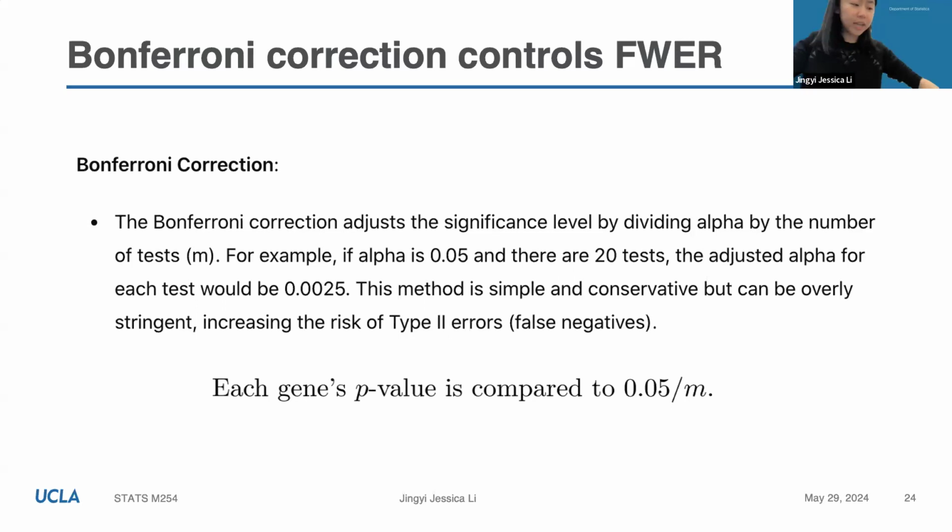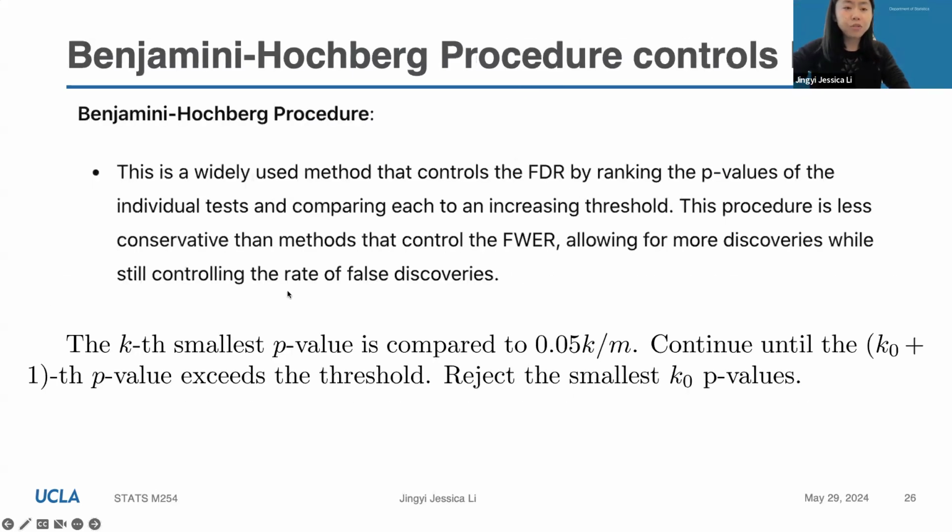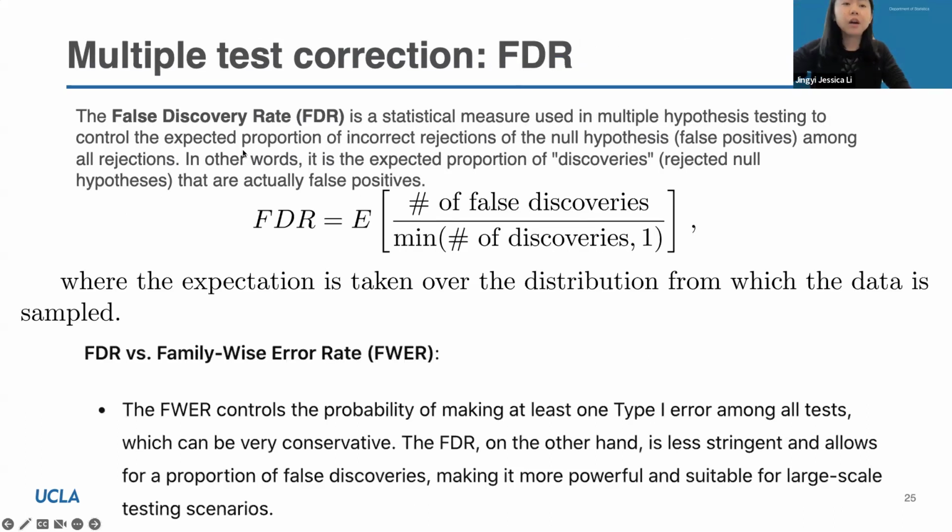That's for a reason, which I hope I can cover in the end. But anyway, because Bonferroni correction can be super stringent, making you have no power, in 1995 there was a phenomenal paper by Benjamini and Hochberg that proposed this idea called FDR. So FDR is proposed as an alternative criterion to the family-wise error rate.